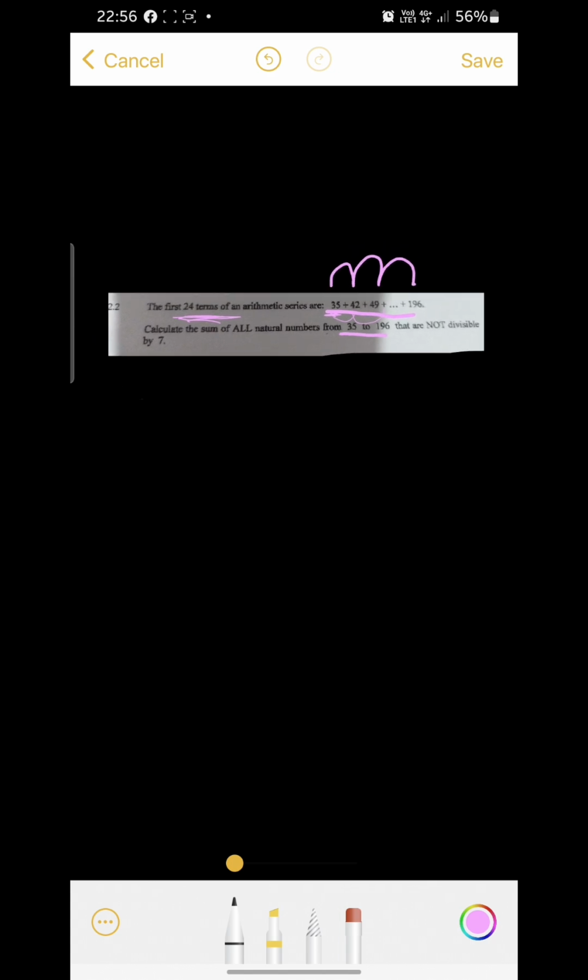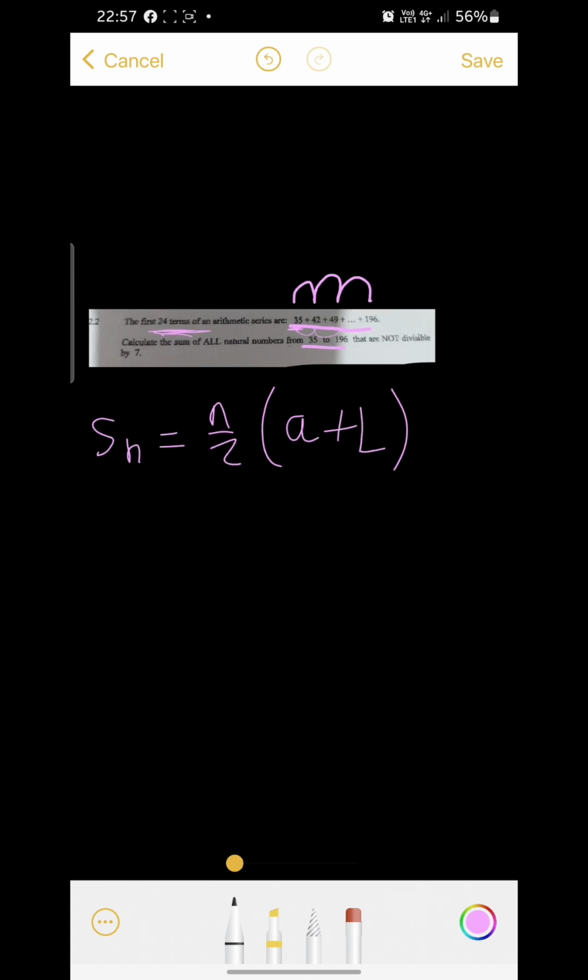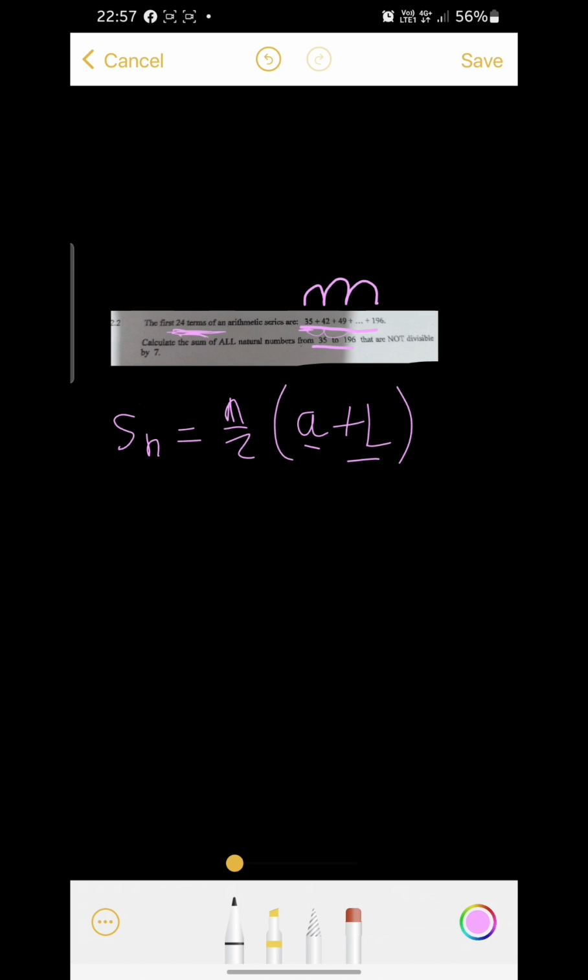So here, this is what we've been given, the first 24 terms. So we're going to use our formula. Sn is equal to n over 2 into a plus L, right? The reason I'm using this formula is because we know our first and last term, and we also know the number of terms that we have, which is 24 terms. So we can just substitute that.